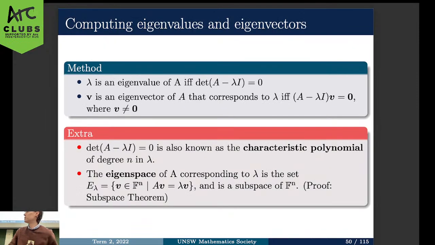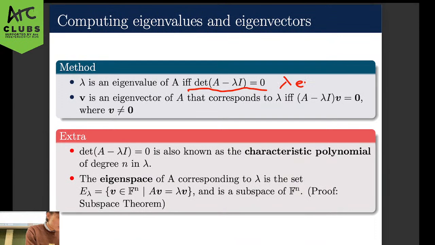To actually compute the eigenvalues and then the eigenvectors of some matrix, what you do is solve something called the characteristic polynomial. Our characteristic polynomial is defined by the determinant of A minus lambda I equals 0, where I is our n by n identity matrix. Lambda is going to be our eigenvalue.